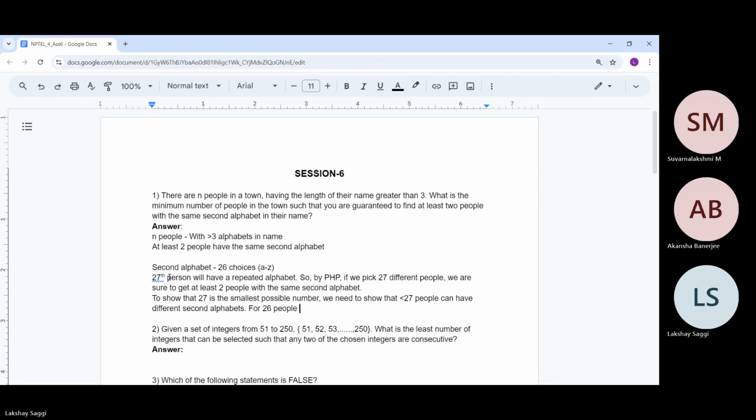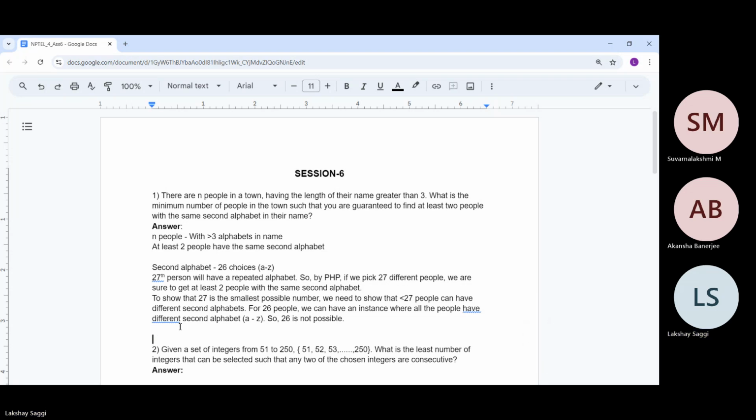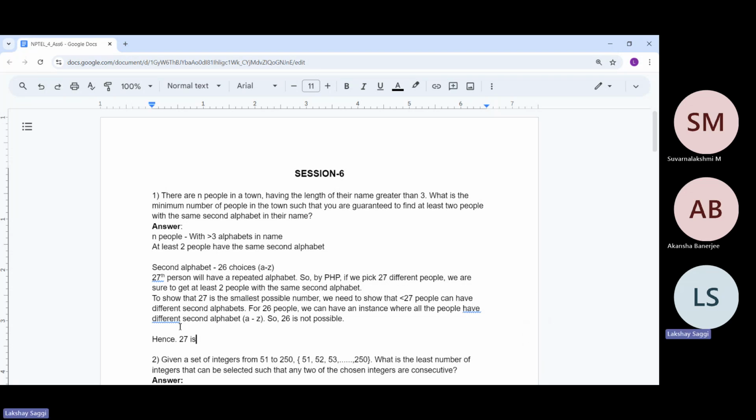For 26 people, we can have an instance where all the people have different second alphabets, A to Z. So 26 is not possible, and we showed that 27 will always be possible. Hence, 27 is the answer for us.